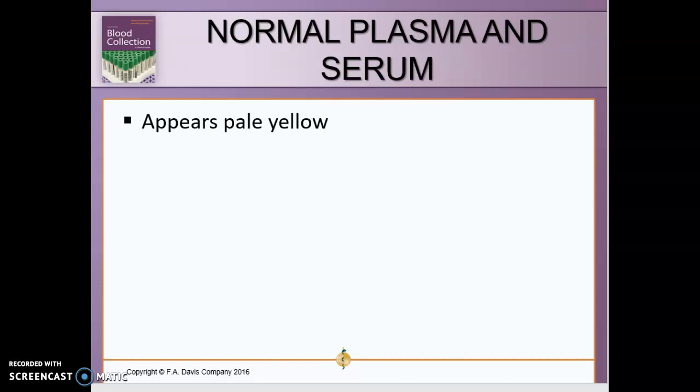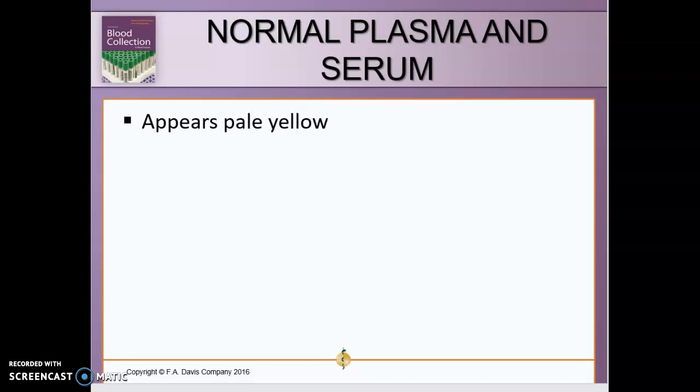The normal plasma and serum appear to be yellow. So we need to know how these different samples look. Examples of abnormal appearance: if it's hemolyzed, it will be red. If it's icteric, it will be yellow. And if it's lipemic, it will be cloudy. Variations in the normal appearance can indicate that certain test results may be adversely affected. So that's important to remember as well.